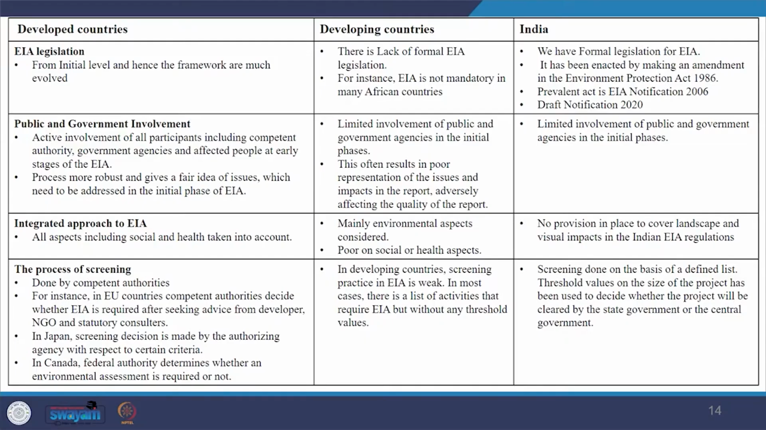And in Japan, we see that the screening decision is made by the authorizing agency with respect to certain criteria which are available to them. The same applies to Canada as well, where the federal authority determines whether an environmental assessment is required or not. And in the case of developing countries, the screening practice is said to be considerably weak. In most cases, there is a list of activities that require EIA, and in that list, many times the threshold limit values are not really specified.